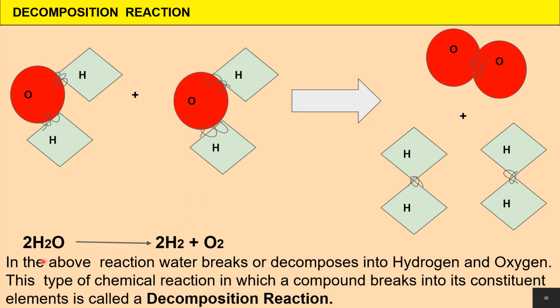This is the second type of reaction, in which a compound breaks or decomposes into its constituent elements or compounds. Here I have taken the example of water, which decomposes to give hydrogen and oxygen. Why am I using 2 here? This I have explained to you in my earlier presentation of chapter 1 part 1. This is to balance the chemical equation. The same is shown in the figure also. 2 moles of water molecules decompose to give 2 moles of hydrogen and 1 mole of oxygen.